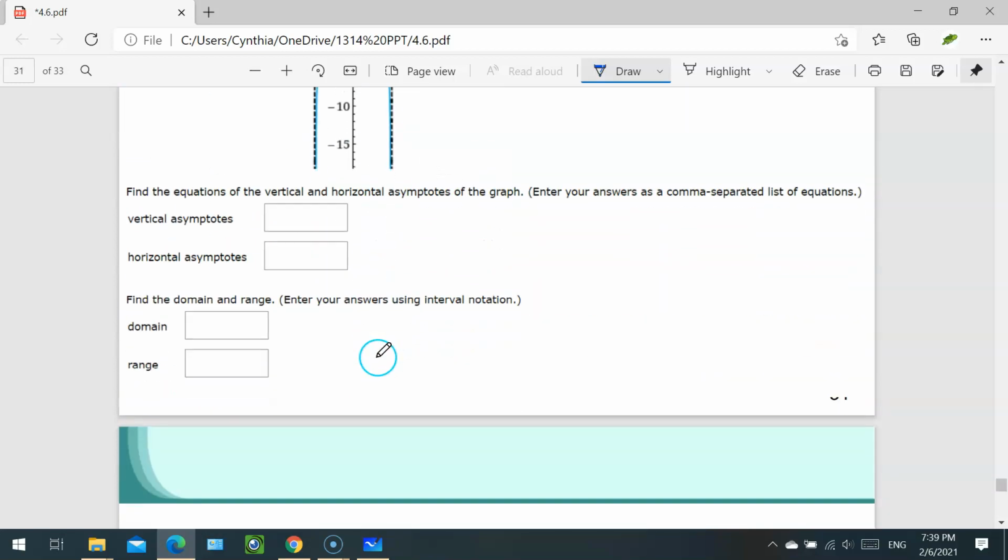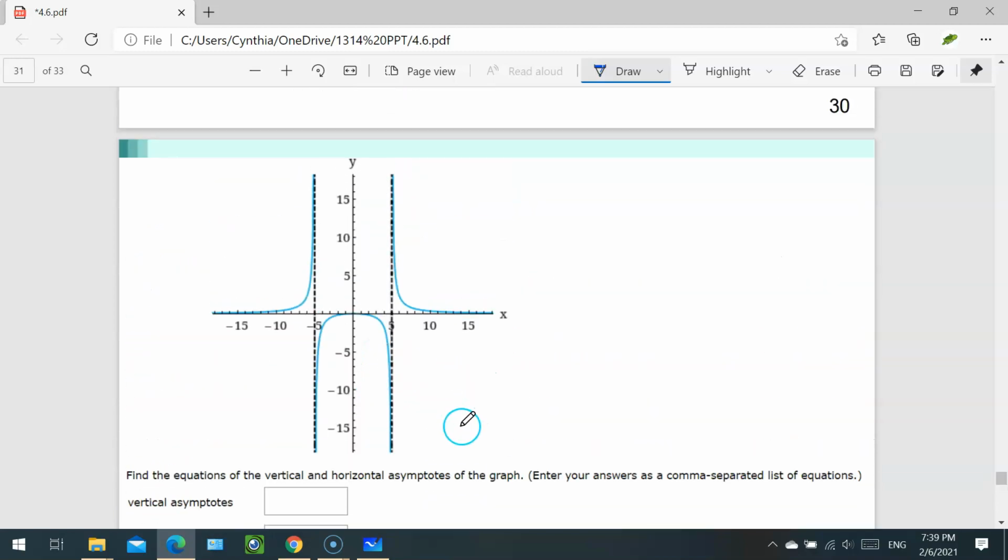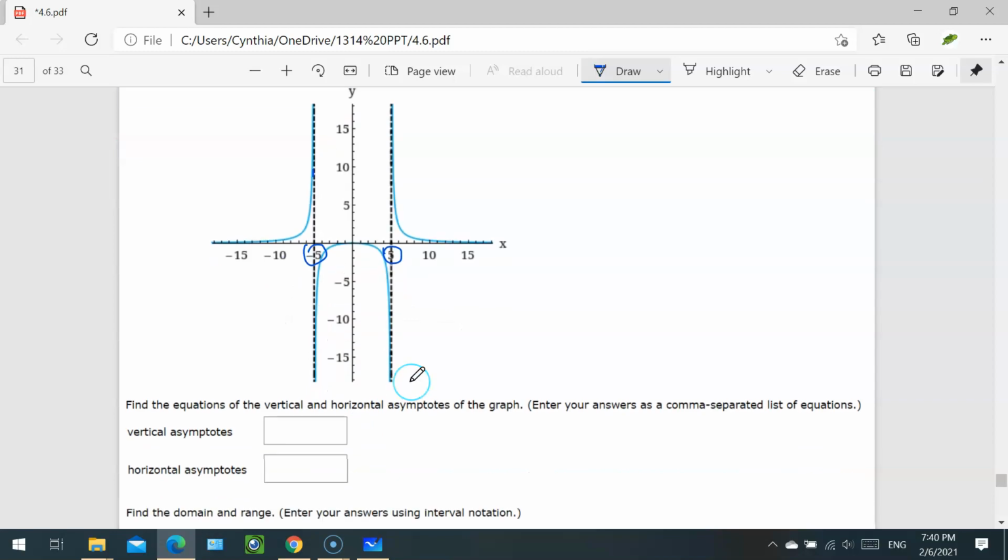Now, we do an example of this one. This is a question from your homework. Find the equation of the vertical and horizontal asymptote of the graph. So the vertical asymptote, here we have two vertical asymptotes, right? So x equals 5 is a vertical asymptote. x equals -5 is another vertical asymptote. So you have two vertical asymptotes: x equals 5 and -5.